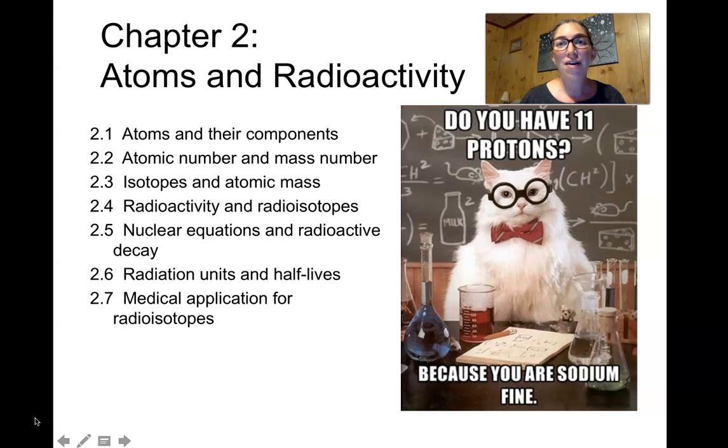This chapter is all about the structure of atoms and also radioactivity. So nuclear radioactivity actually has to do with atoms kind of crumbling apart from within. So it has to do with atomic structure. So again, here's the layout of the chapter, the different sections of the chapter, and the different topics we'll be covering. And hopefully by the end of this chapter, you'll get the joke.